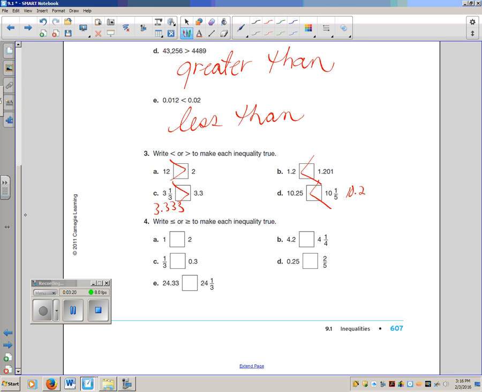Okay, now we're going to add the equal sign to it. 1 is less than or equal to 2. 1/3 is greater than or equal to. 24.33 is less than or equal to. 4.2, we're going to write less than or equal to. And this one would be less than or equal to.